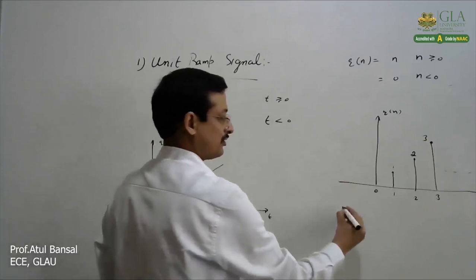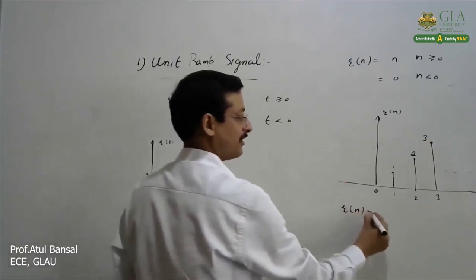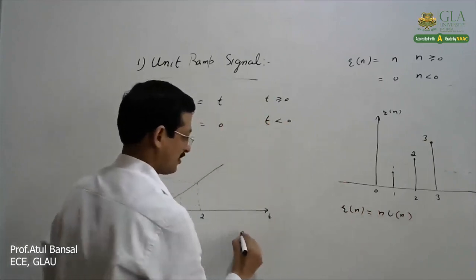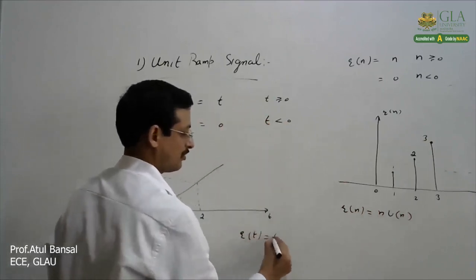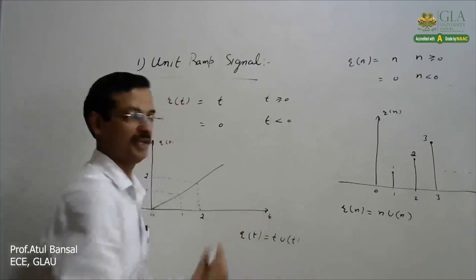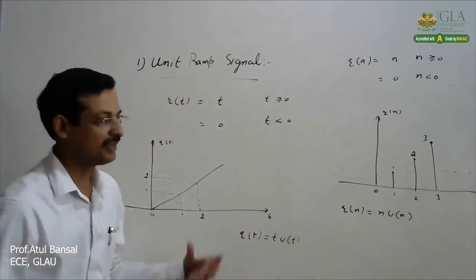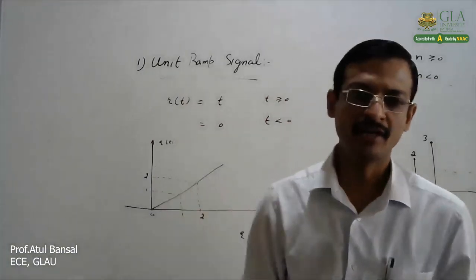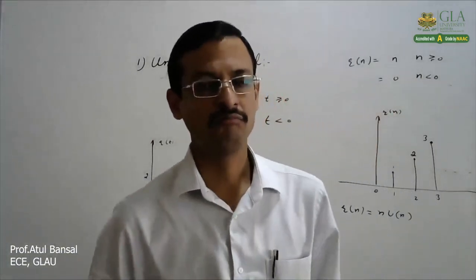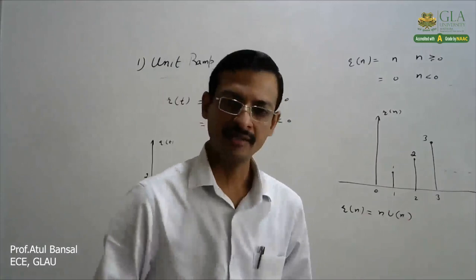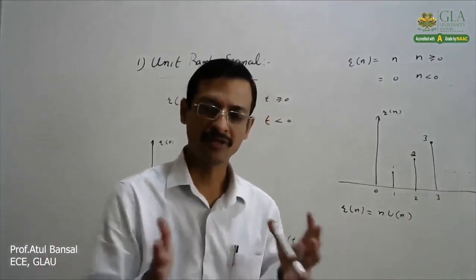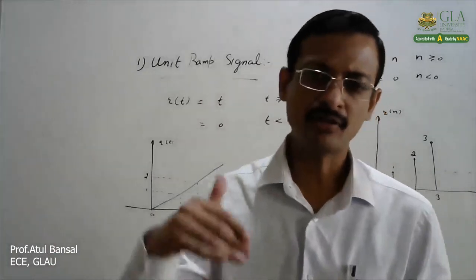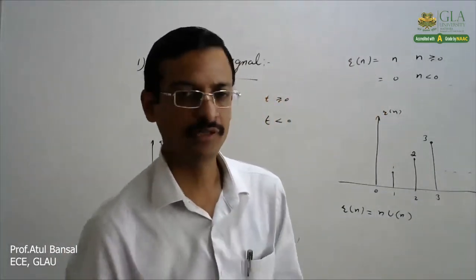So here also the relationship is r[n] equals n u[n], like this was r(t) equals t u(t). So again, this is a very important signal. It is required in a number of places, like in a CRO or TV, where the trace signal is there, which is required for the proper functioning of the signal to be displayed on the screens. That is part of another subject, so we are not going to discuss that.